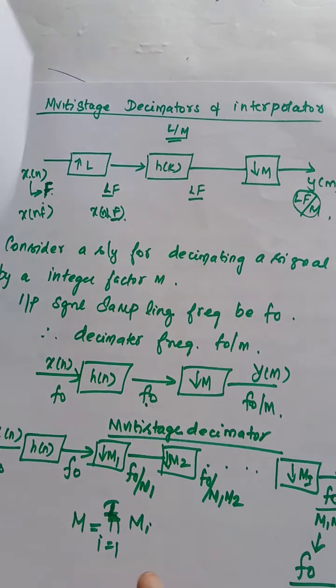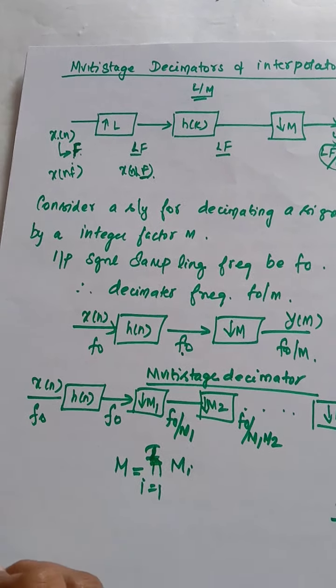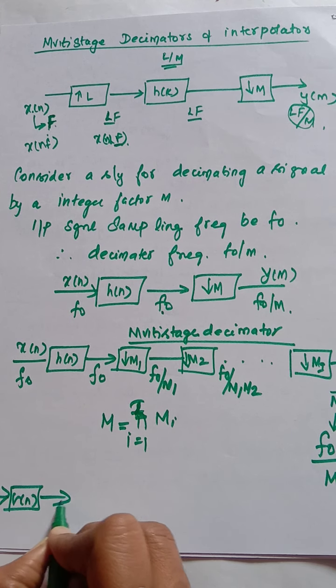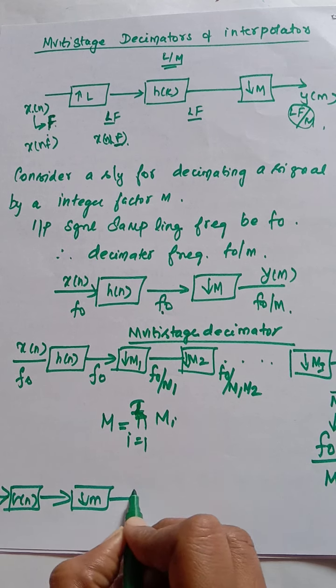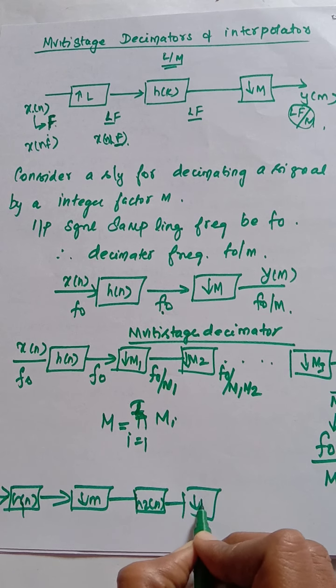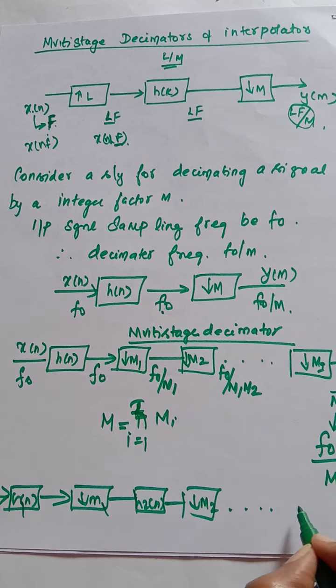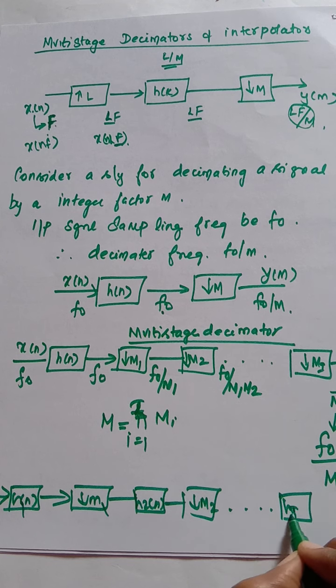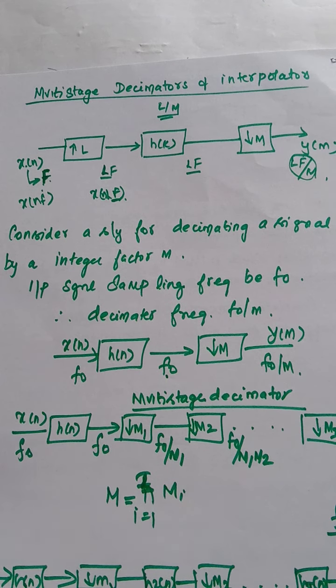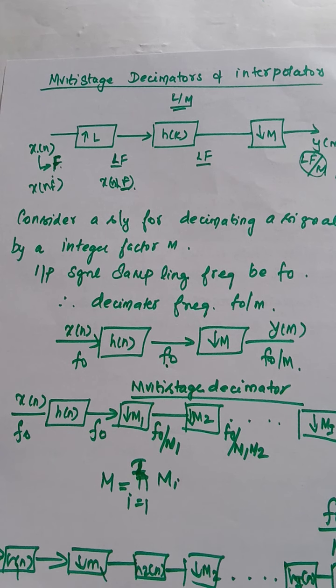This can also be interpreted in the decimator case. First you have a filter H1 of N, then a decimator M1, again a filter H2 of N and a decimator M2. This can be repeated up to Hi of N and a decimator, and finally you obtain the output Y of M. In this case both are the same. So this is the concept of multi-stage decimator and interpolator.